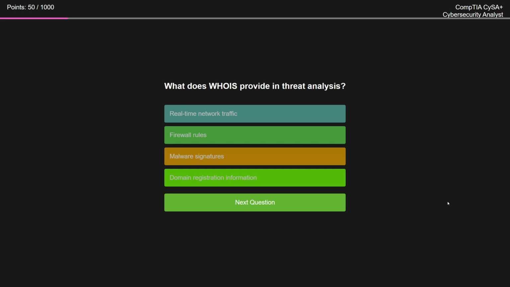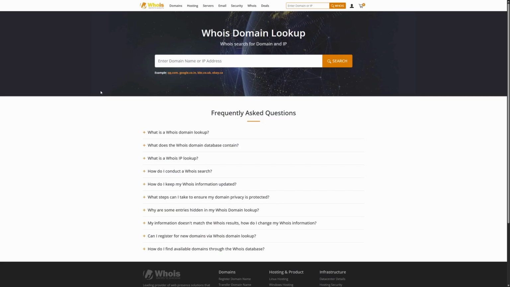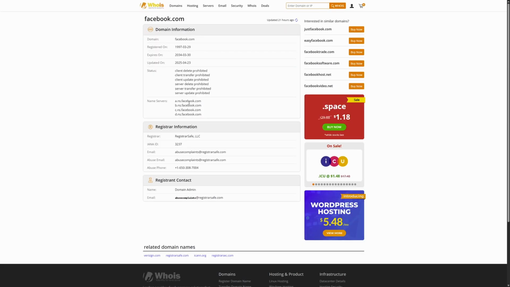So WHOIS lookups are mainly to look for domain registry information, to see who owns an actual domain, information about that domain, stuff like that. And you can look up any domain, right? So that's one of the things that you can do. So I might actually do a WHOIS lookup. So this right here is a WHOIS lookup. I can type in facebook.com, just as an example. And as you can see, you have facebook.com.